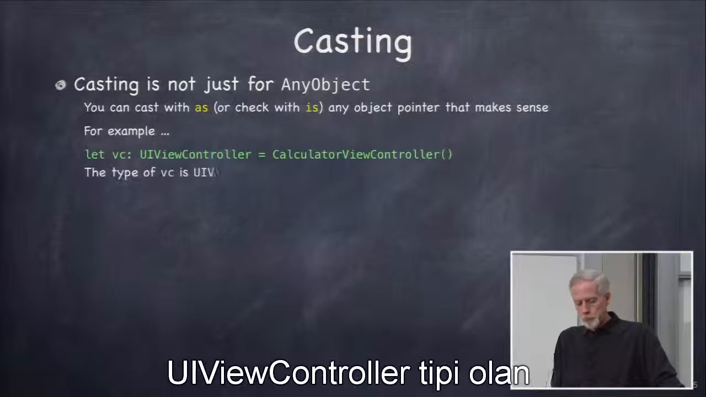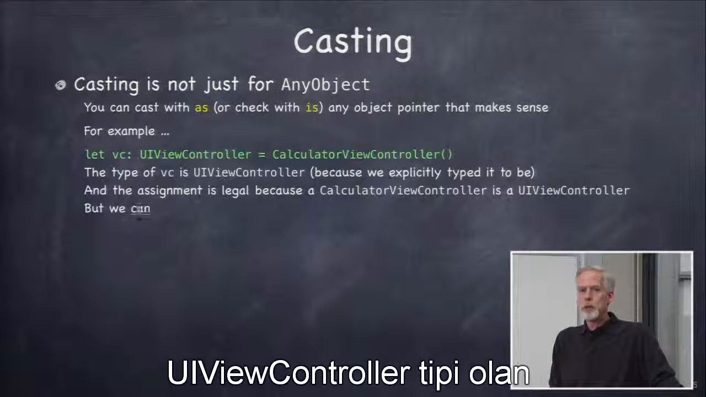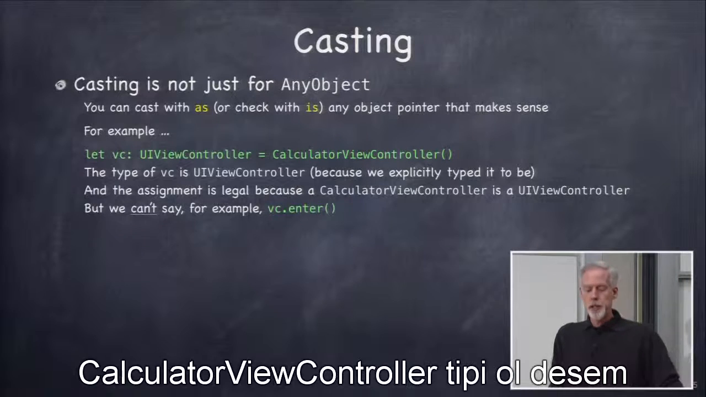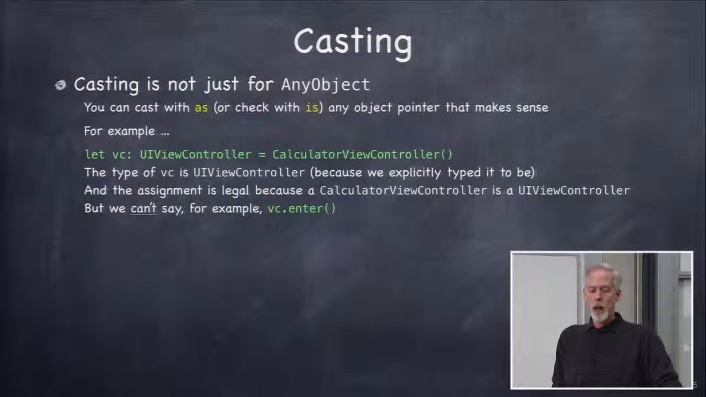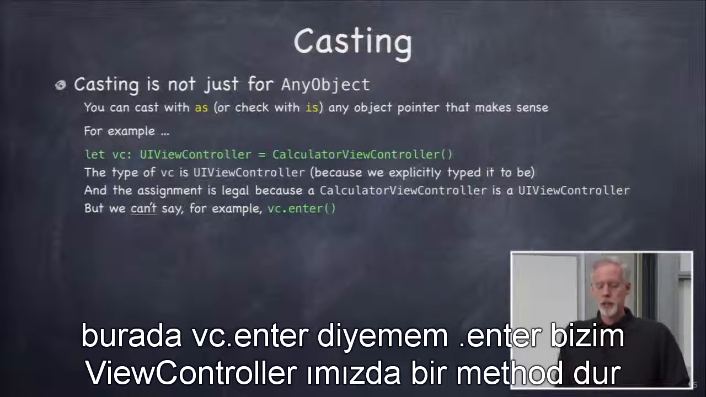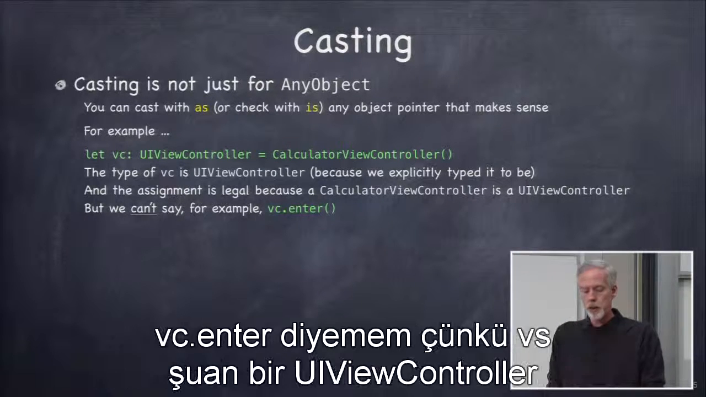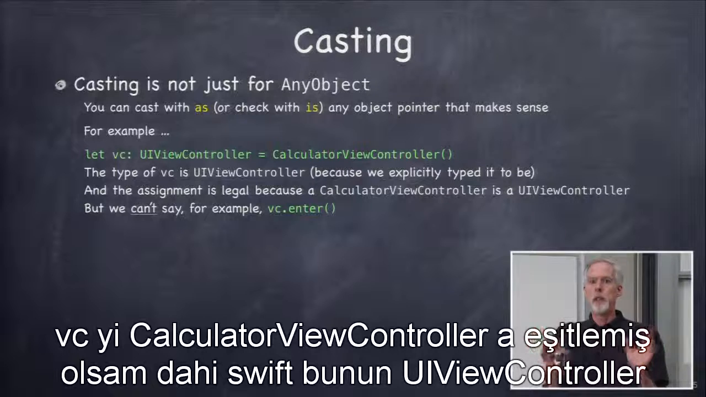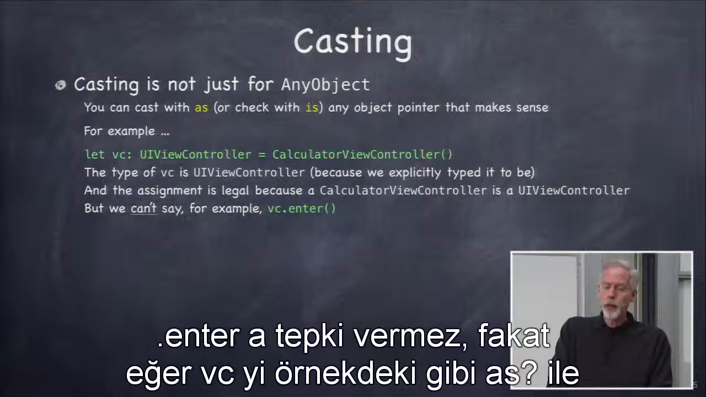So, for example, if I had a local variable called vc, which was of type UIViewController, but I set it to a CalculatorViewController, okay? I couldn't say vc.enter, right? Enter is a method in our CalculatorViewController. I couldn't say vc.enter because vc is a UIViewController. So as far as Swift knows, it doesn't respond to enter. Even though it is, in fact, a CalculatorViewController, from Swift's point of view, that local variable is not. It's of type UIViewController.